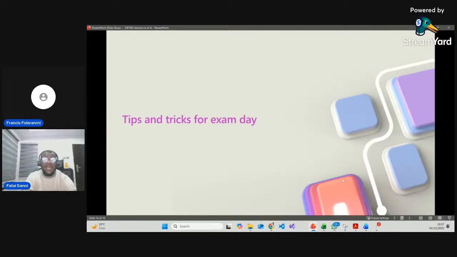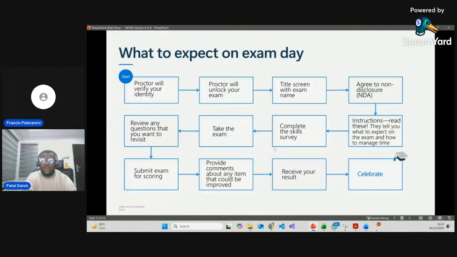Okay. Now, the final thing I want to talk about is the exam day. What should you expect? You've prepared for your exam, you've scheduled your exam, you want to take your exam. Again, remember, there are two ways to schedule this exam. You can either schedule to take it at a test center, or you can schedule to take this exam in the comfort of your home or office.